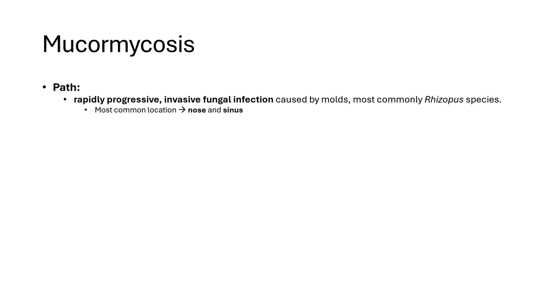So this is typically a rapidly progressive invasive fungal infection. So this is a fungus. Now, this is most commonly caused by the Rhizopus species. I always think of rhino whenever I see Rhizopus. So it helps me to remember the most common location, the nose and the sinus. So the risk factors are, as you can guess, diabetic ketoacidosis, but malignancy and stem cell transplant can also take place.